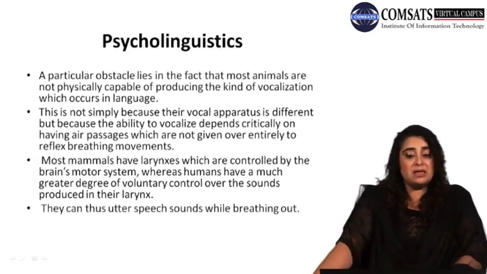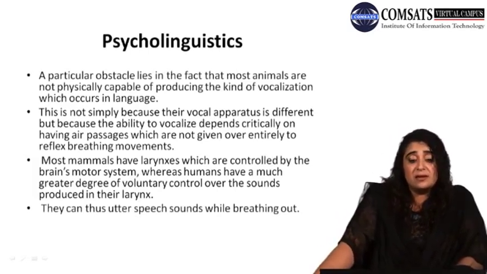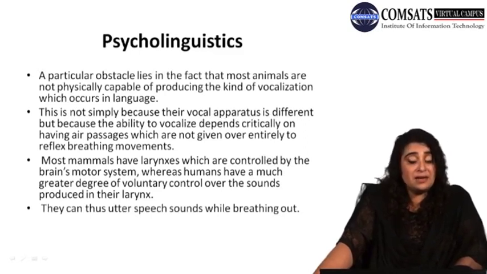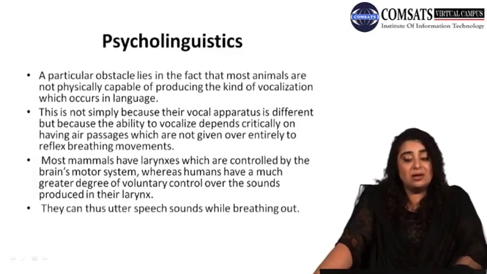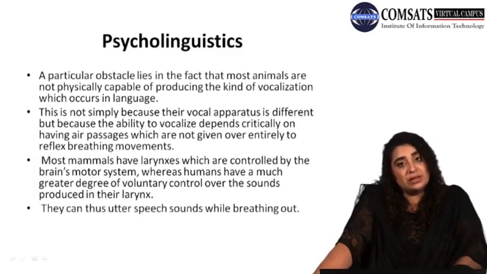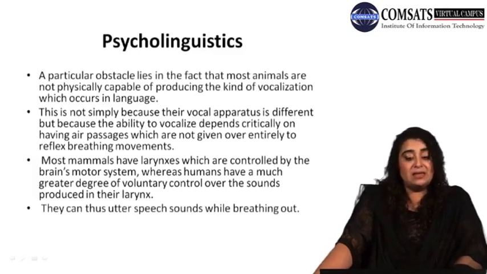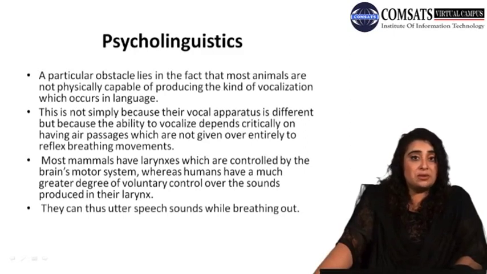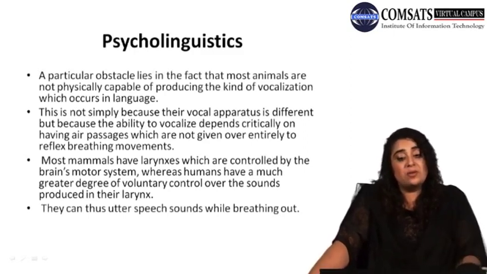Now this is not simply because their vocal apparatus is different, but because the ability to vocalize depends critically on having air passages which are not given over entirely to reflex breathing movements. So most mammals have larynxes which are controlled by the brain's motor system, whereas humans have a much greater degree of voluntary control over the sounds produced in their larynx. So they can thus utter speech sounds while breathing out. Animals or mammals can't do that.